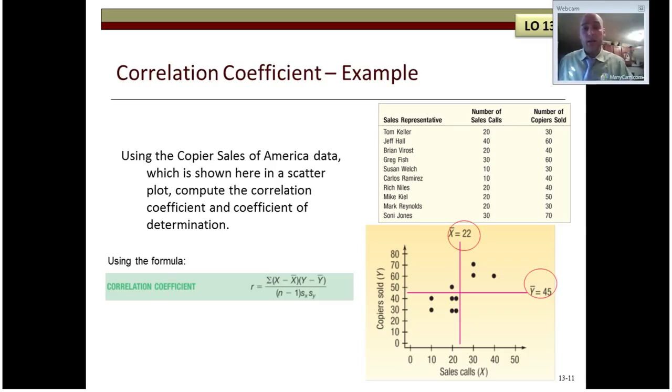The formula out of the textbook looks like this, which is very, very similar to the formula that I showed you earlier. So similar, in fact, we can see here, x minus x bar over the standard deviation of x. Well, that would be the z-score for x. Yeah, a lot of the same things are here.